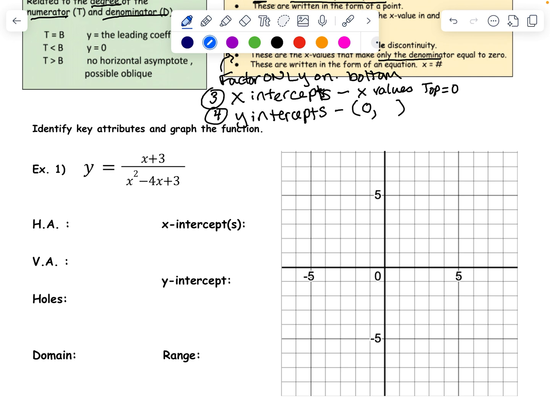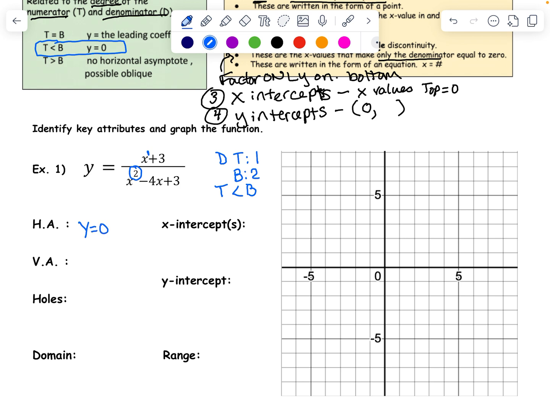The first thing we're going to do in this one is ask, what's the degree of the top? The degree of the top is 1. And the degree of the bottom, the highest exponent, is 2. So the top is less than the bottom. When the top is less than the bottom, we look up here and we see that means our horizontal asymptote is y equals 0.